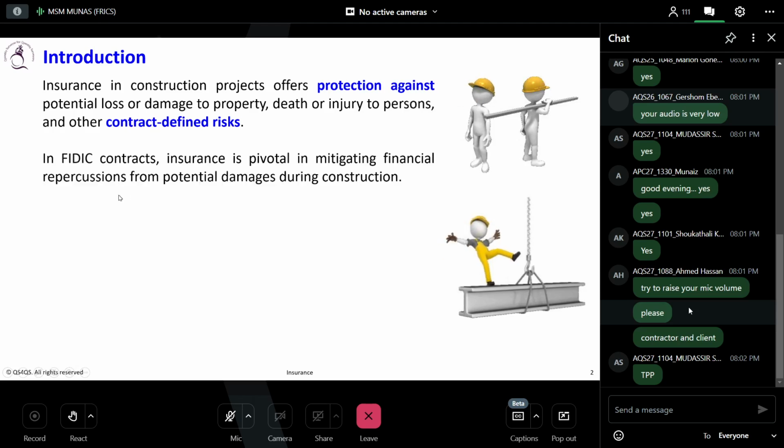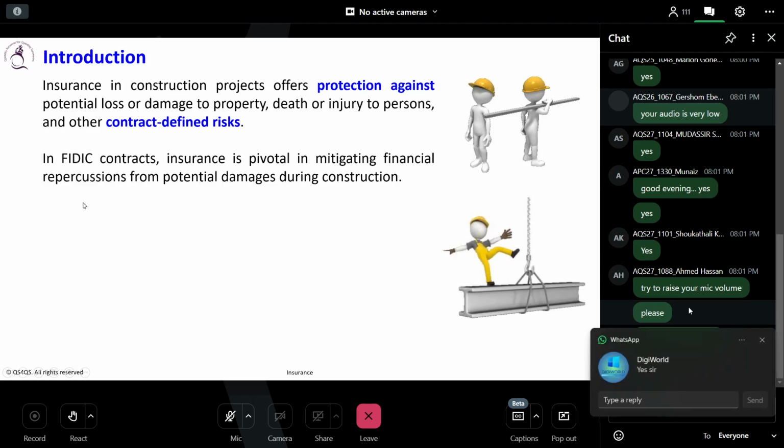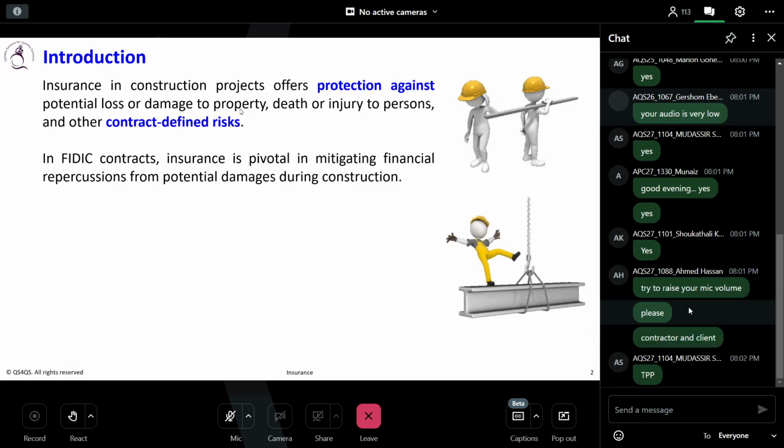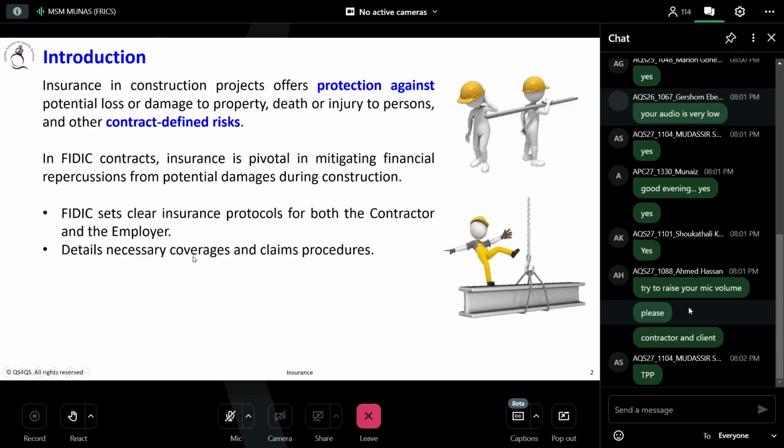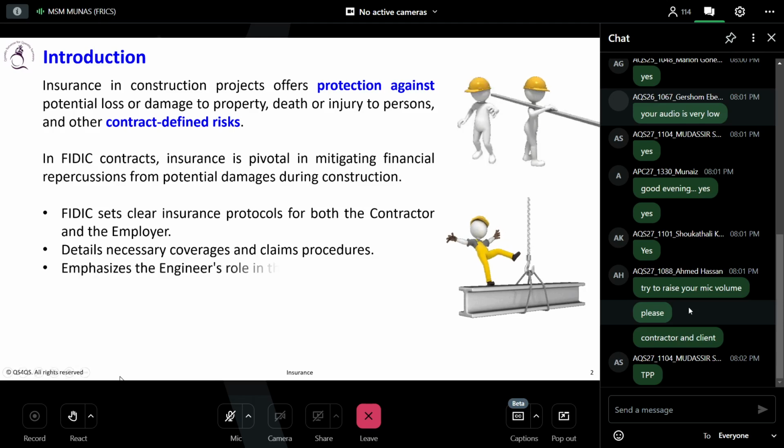Okay, so in FIDIC, there are so many provisions we have for the insurance. So we should understand today in our lecture series what is the importance of the insurance according to the FIDIC contract, and you have to check your conditions of contract and make sure whether you have the adequate coverage in the insurance.